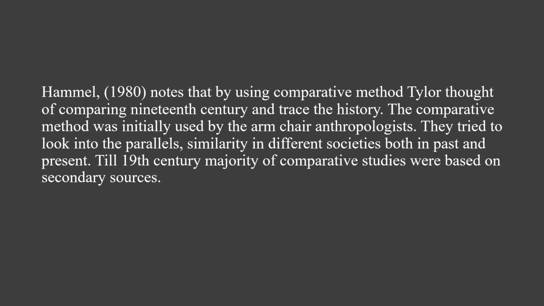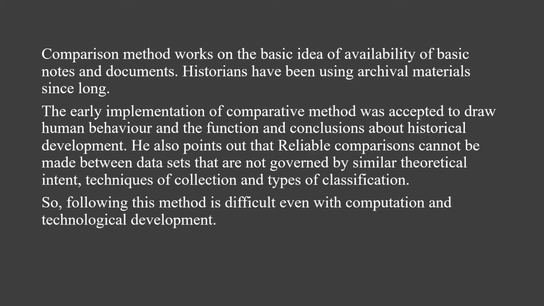Hamel notes that by using the comparative method, Tylor thought of comparing the 19th century and traced the history. The comparative method was initially used by the armchair anthropologists. They tried to look into the parallels and similarities in different societies, both in the past and the present. Till the 19th century, the majority of comparative studies were based on secondary sources. The comparative method works on the basic idea of availability of basic notes and documents. Historians have been using archival materials since long.